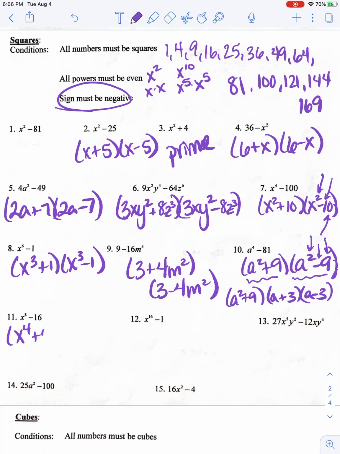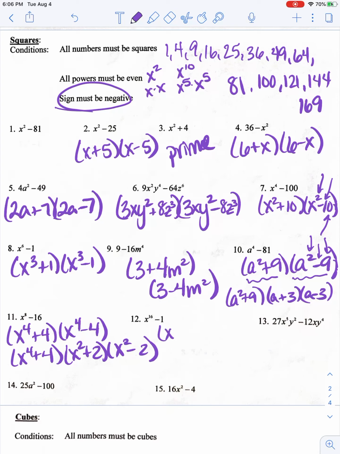Cut my power in half. And again, this one can go again on the minus because 4 is still a square. Now, 1 can go forever. So you're going to go until your powers run out. I have a feeling I'm going to run out of room. So x to the 8th plus 1, x to the 8th minus 1.